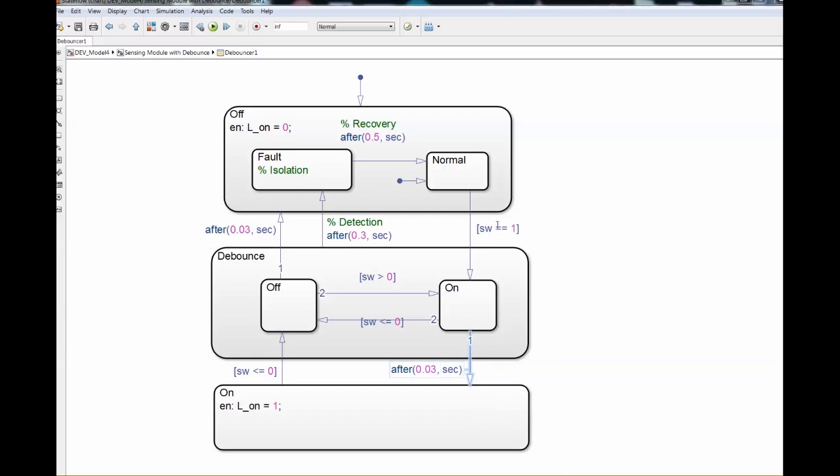Let's say it fluctuates up and down. It would go back to zero, go to the off state, go back to the on state, and it would jump around in here. What this monitors is if it does jump around for a third of a second, then there is something wrong with the button. It just keeps jumping around. So then we would detect that fault.